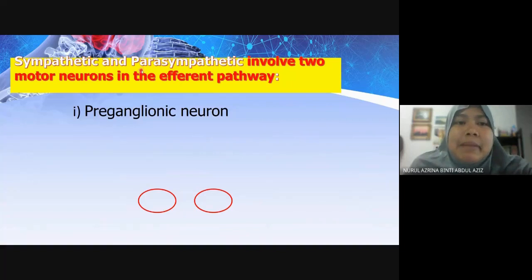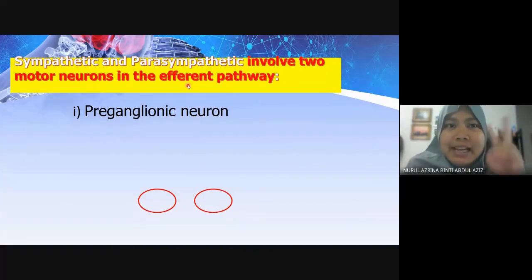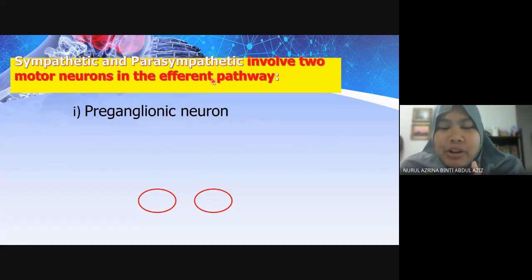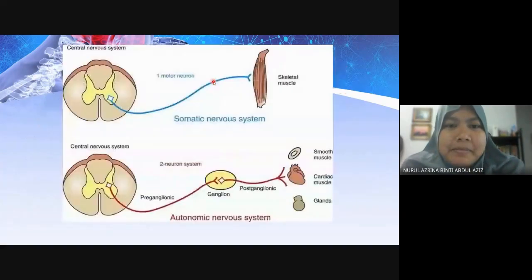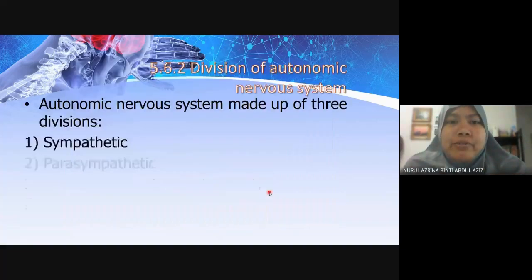Like I said, sympathetic and parasympathetic involve 2 neurons at the efferent pathway sebab they are under branch of autonomic nervous system. Ingat autonomic nervous system tadi ada 2 motor neurons at the efferent pathway, the preganglionic neuron and the postganglionic neuron. Kalau lupa, Meda tunjuk balik. This one. Autonomic nervous system has 2 neurons at the efferent pathway. So, meaning that sympathetic dengan parasympathetic pun mesti ada 2 neurons at the efferent pathway, preganglionic and postganglionic neuron.